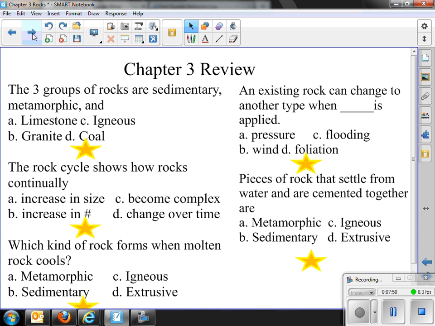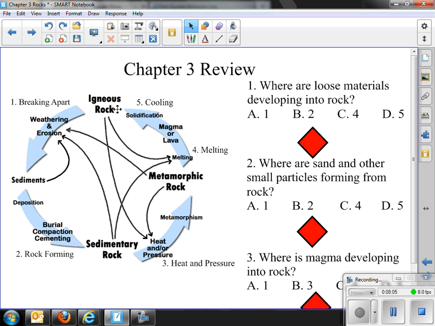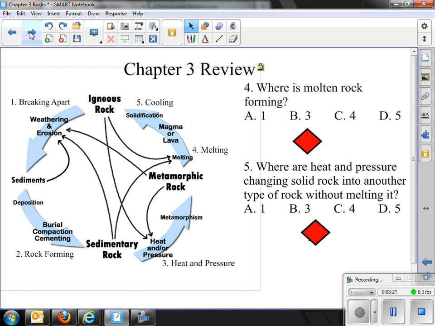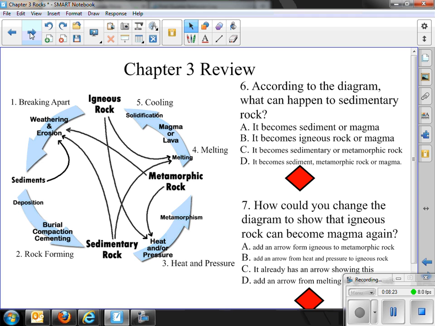Now with the quiz here, what I'd like you to do is go through this and try to figure out if you can find the answers. Unfortunately, I can move it, but you can't. But we'll figure that one out in a little bit. But here, the rock cycle and three questions dealing with this rock cycle. Where are the loose materials developing? That's what it's breaking down, and so forth. And here's another few questions on the rock cycle right here, and just two more on the rock cycle right there. And that's it.